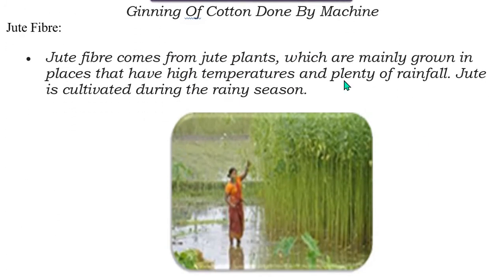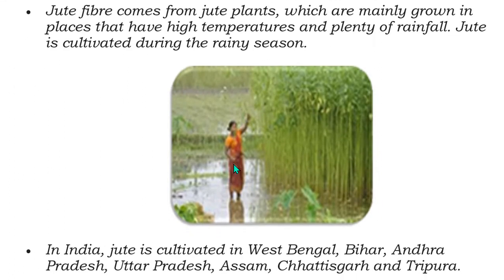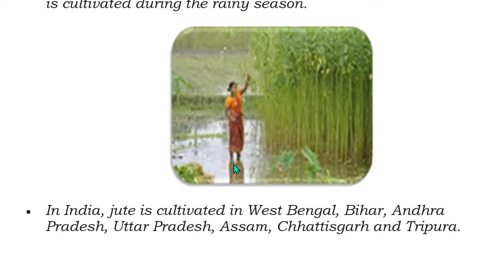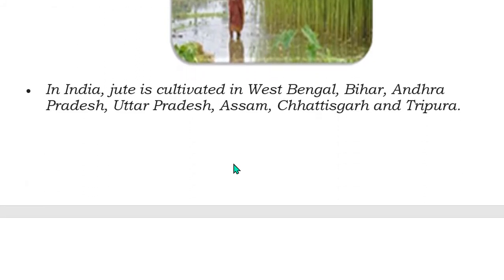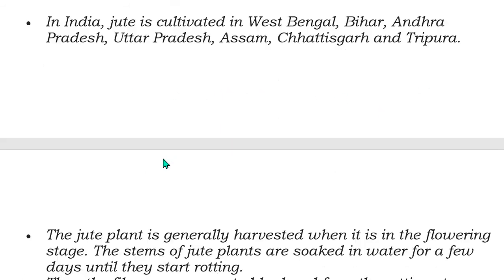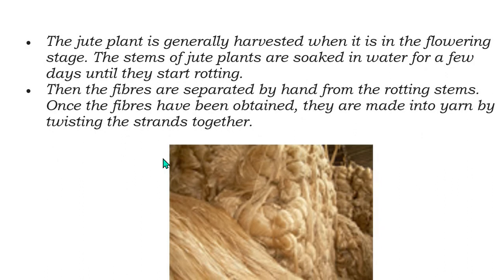And jute fiber, these are the jute plants, and it is mainly grown where the temperature is high and where there is plenty of rainfall, and these are cultivated during rainy seasons. States where the jute is cultivated include West Bengal, Bihar, Andhra Pradesh, Uttar Pradesh, Assam, Chhattisgarh, and Tripura. And these jute plants are generally harvested when they are in the flowering stage.